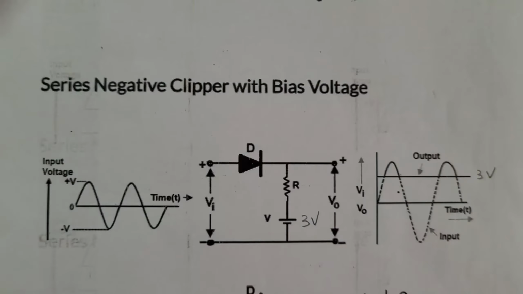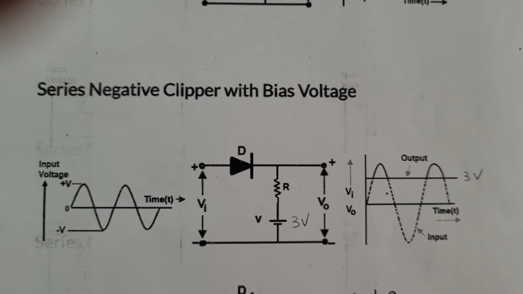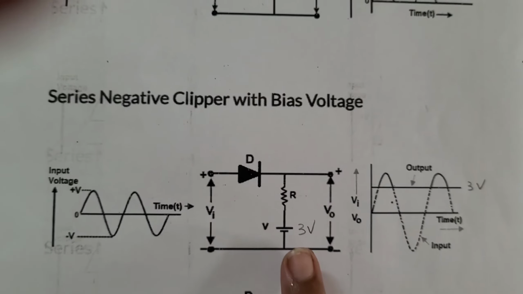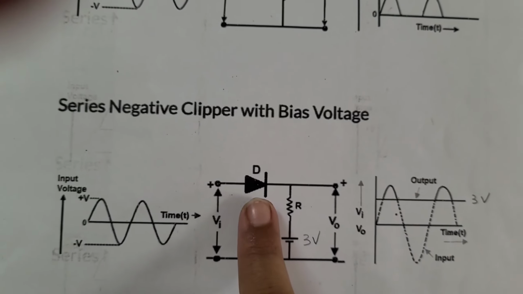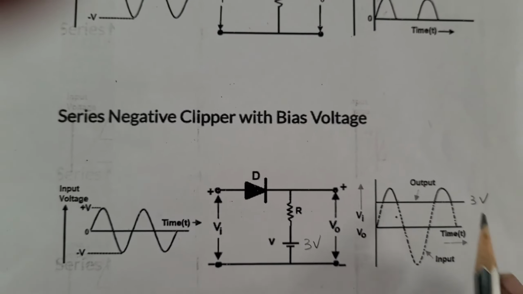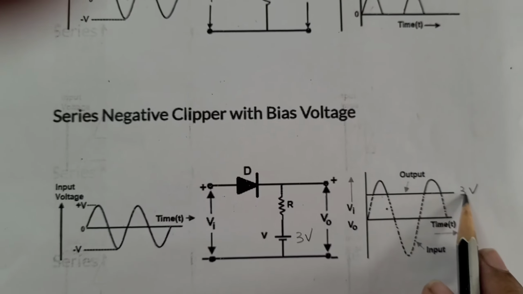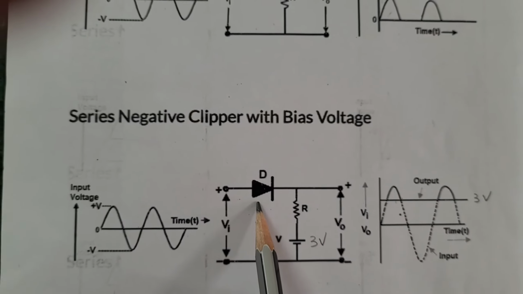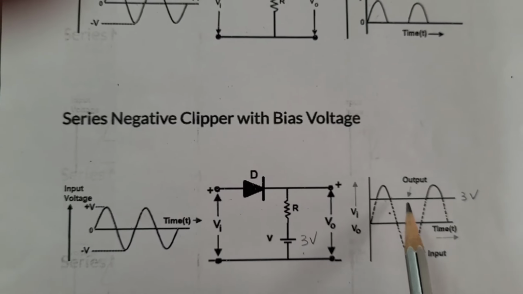We will see the second circuit of series negative clipper with positive bias. The biasing is connected below the resistor. During the positive half cycle of the AC input, the diode is forward biased. So the same input waveform appears at the output up to the bias voltage, that is 3 volt. During the negative half cycle of the AC input, the diode gets reverse biased. Only the 3 volt will be observed at the output.